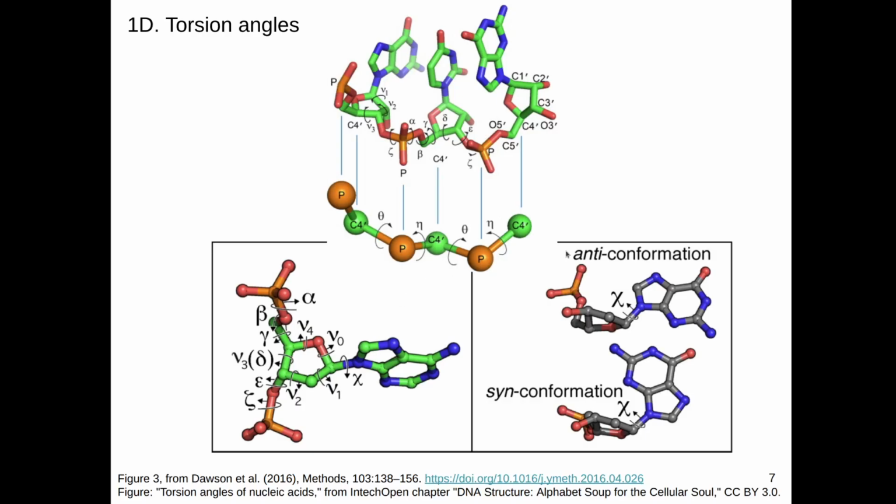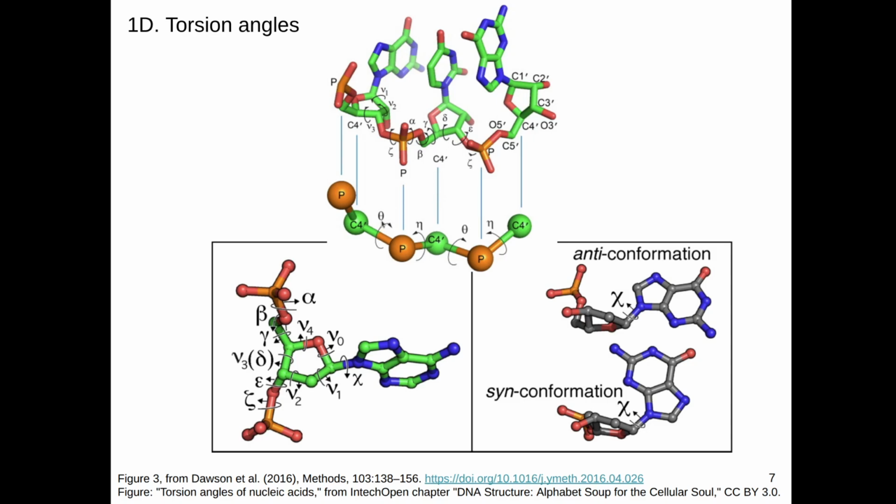Now, all these conformations, like anti-syn or 3' endo, 3' exo, 2' endo, are defined by specific values of torsion angles. And here you can see all the different torsion angles that we can measure for RNA nucleotides. And mostly we designate them as Greek letters. And what is a torsion angle? A torsion angle is defined by 2 atoms and 3 covalent bonds.